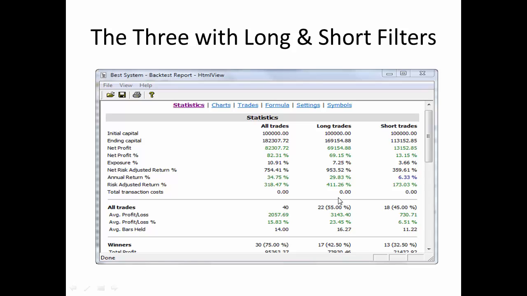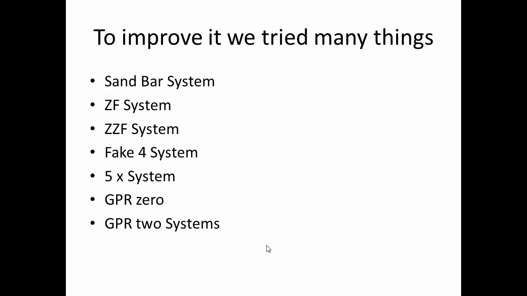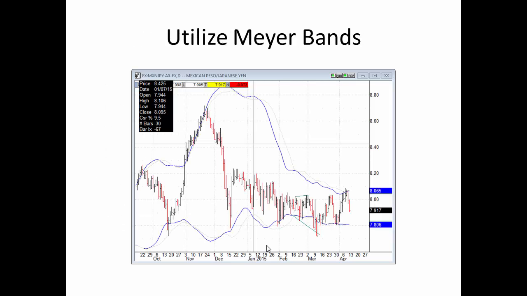Okay, and so we wound up with this here, and your average profit and loss was about 20.57. Nice stake, and this number was good. You had 40 trades, and that's not a bad number. That's decent, and 75% were winners. To improve it, we tried many different things. We tried adding these different systems along the way, and it just didn't do enough.